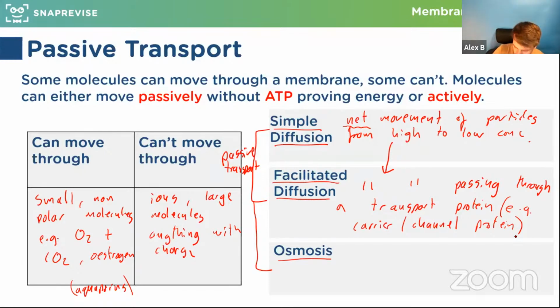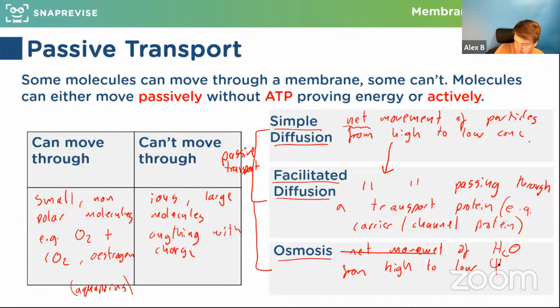So the final one, osmosis, is net movement of water molecules from high to low water potential. You can say water potential, you can say water concentration, either is fine.